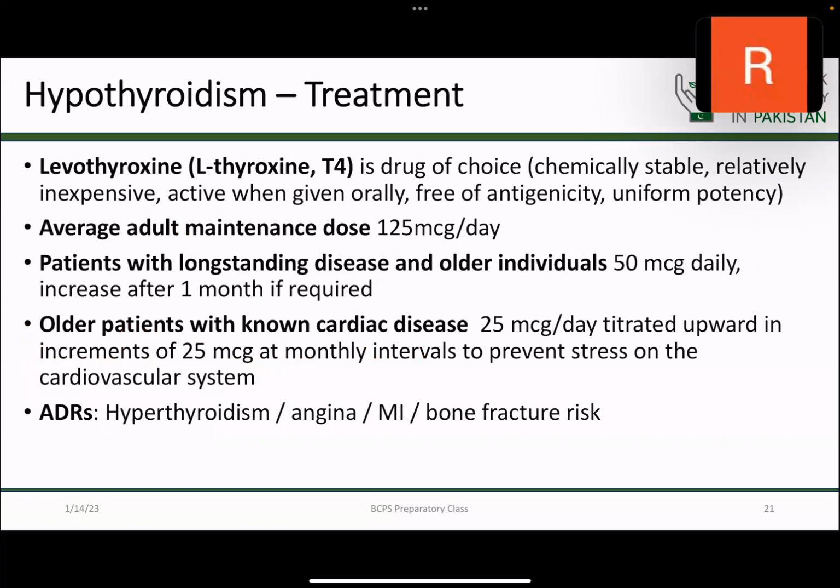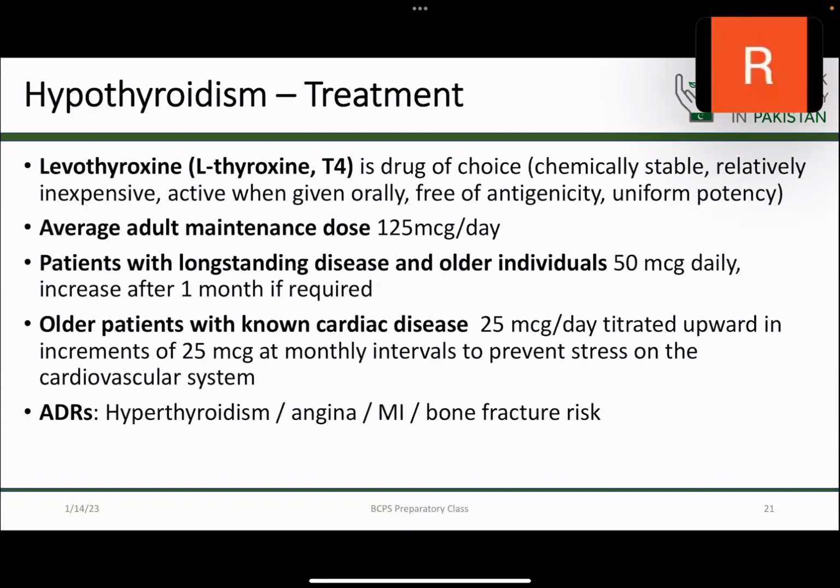So let's come to hypothyroidism, treatment of hypothyroidism. The treatment of choice is levothyroxine. There are many factors due to which this is a drug of choice. For example, this is chemically stable, relatively inexpensive, active when given orally, and free of antigenicity. It has uniform potency. All of these factors make levothyroxine a drug of choice.